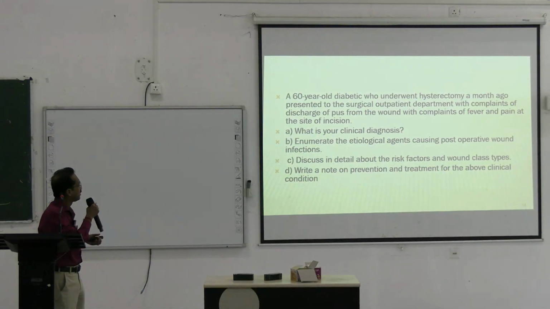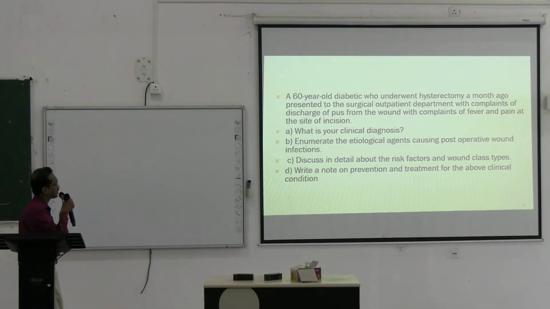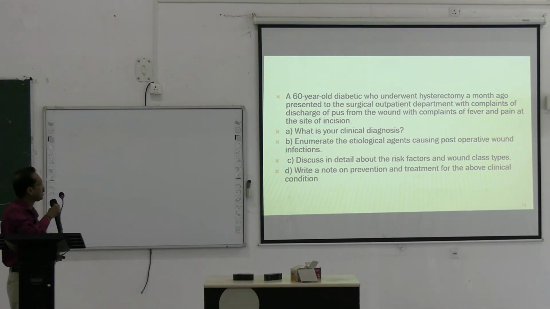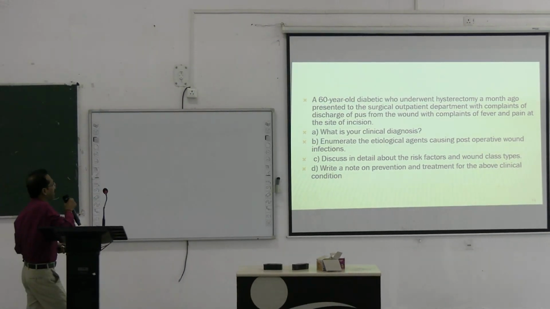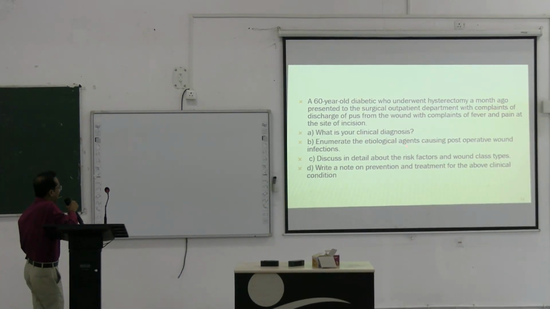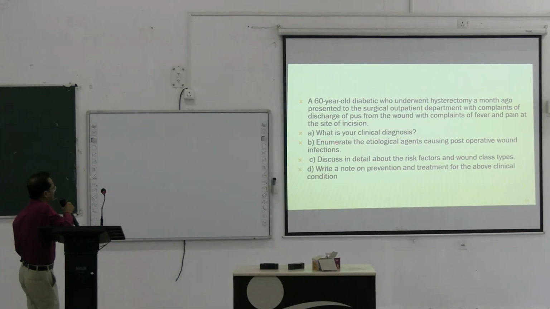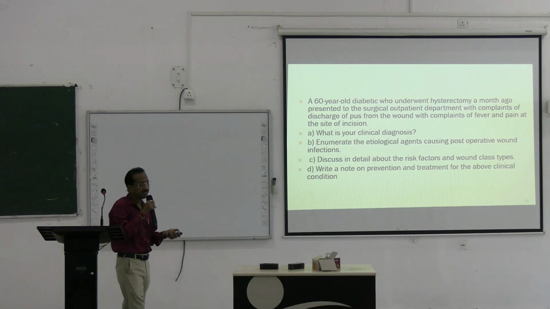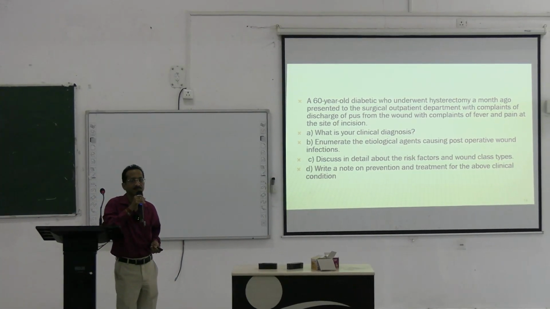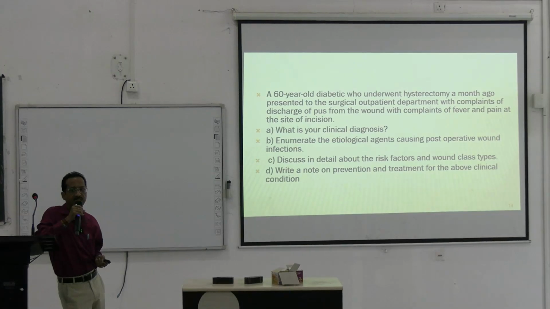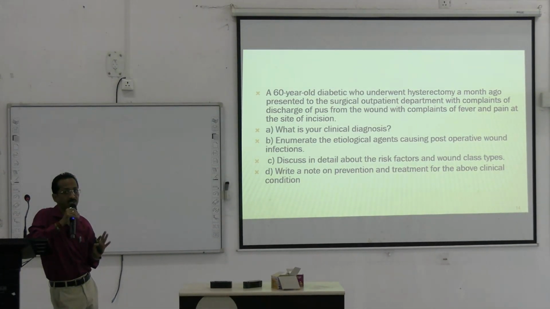Another question, sometimes this type of question can come: a 60-year-old diabetic who underwent hysterectomy a month ago comes to the surgical outpatient department and complains of discharge. What is your clinical diagnosis? Enumerate the etiological agents and discuss in detail prevention and treatment of the above clinical condition. Now, what is the clinical diagnosis? What should you write as clinical diagnosis? Organism not mentioned. What is the clinical diagnosis in this case?